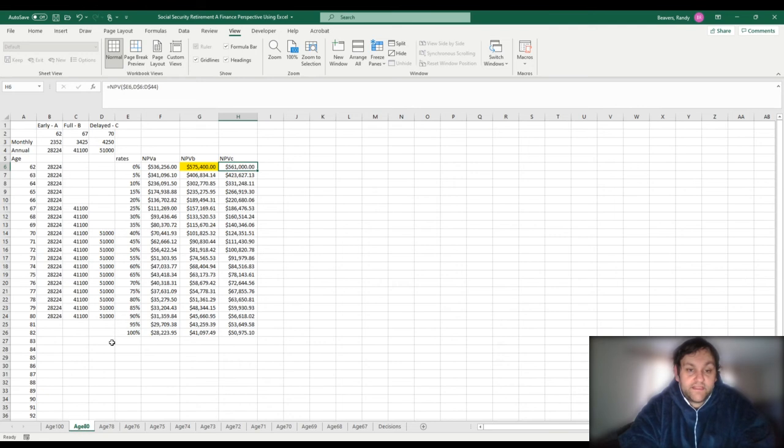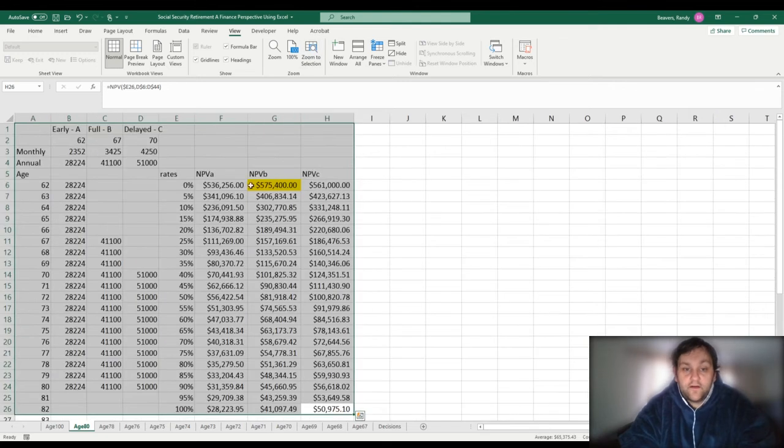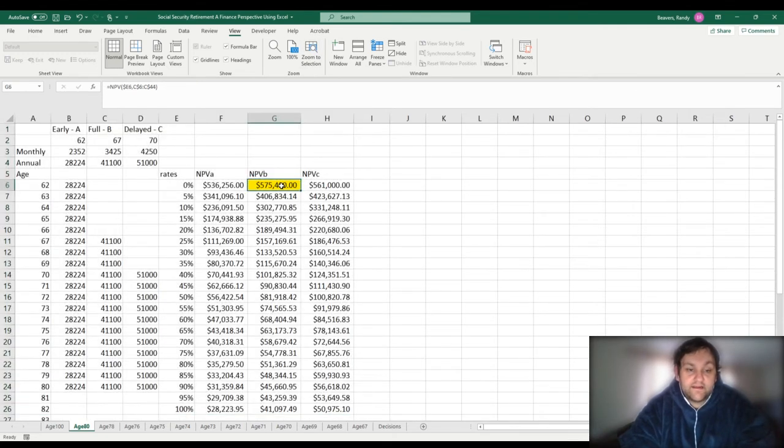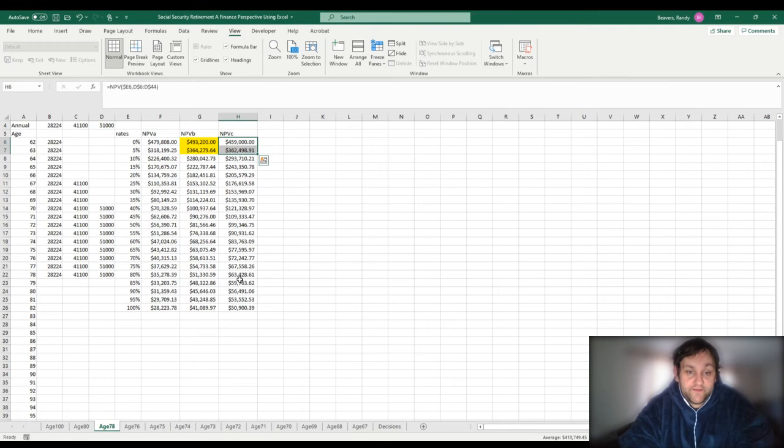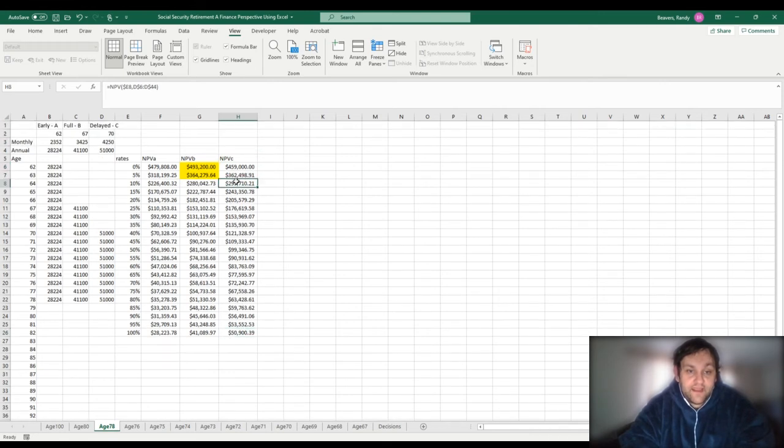So looking at age 80, the situation might change a little bit. If we assume there are no interest rates, then it makes sense here, briefly, if interest doesn't exist, to take full retirement if you expect to live to age 80. But after that, if there are any interest rates, you would just go ahead and delay, even if you're only going to be 10 years in retirement. So you can do this for each age and see how the numbers change. Not much really for age 78.